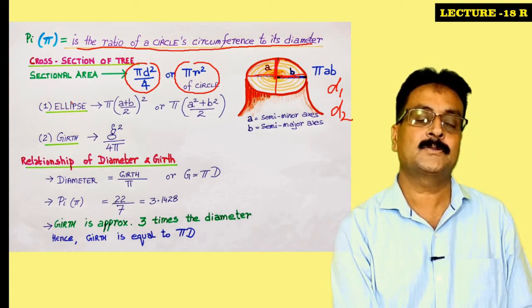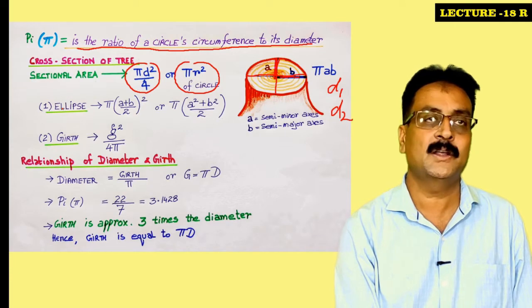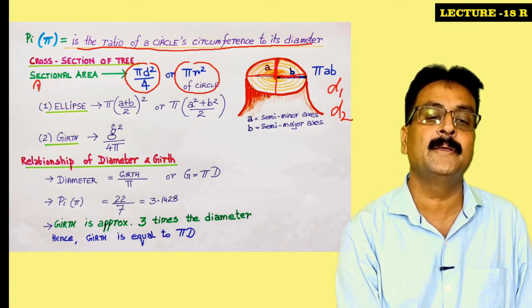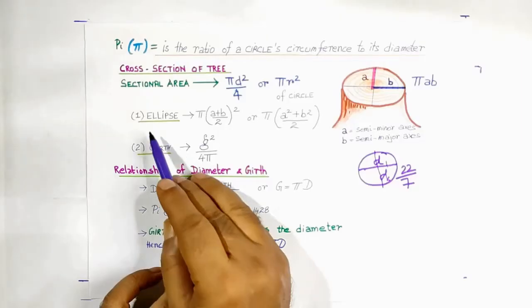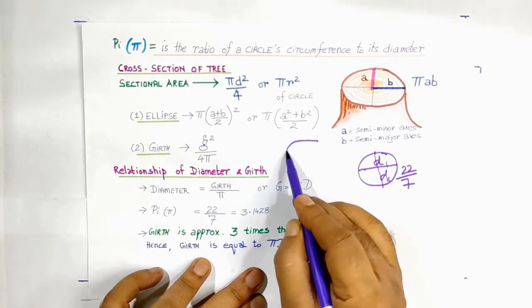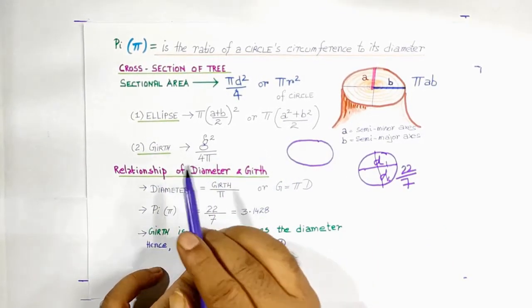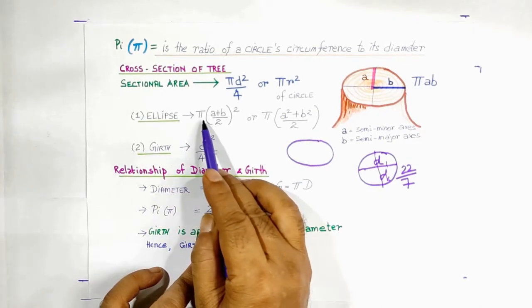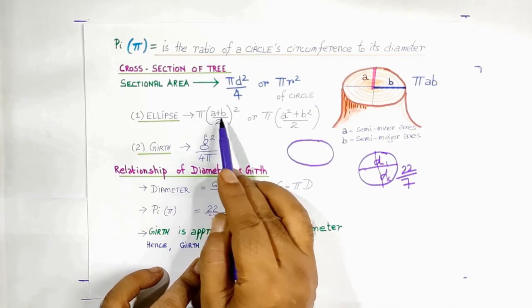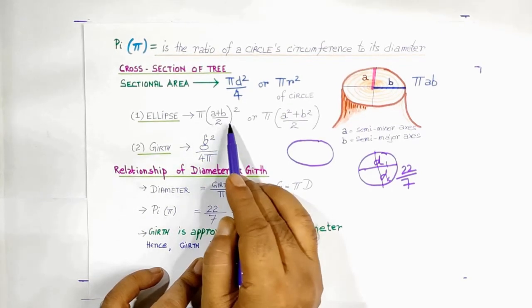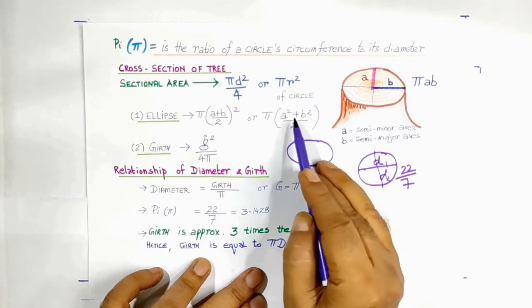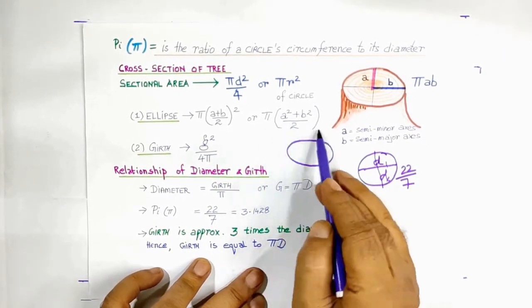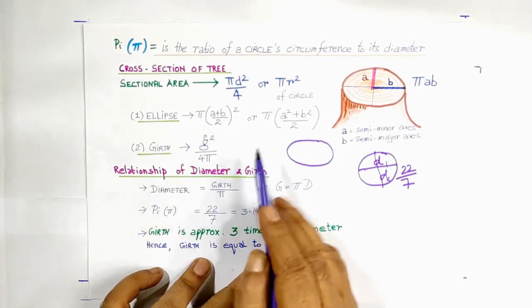So to calculate the cross section of a tree, or sectional area, we also call it the basal area. So this is an ellipse. By ellipse I mean when your tree is not a true circle, it is somewhere like that. How will we calculate it? Formula 1 is pi times (a plus b) divided by 2, whole square. This is an average we are taking. The other formula is a square plus b square, divided by 2, then multiplied by pi.